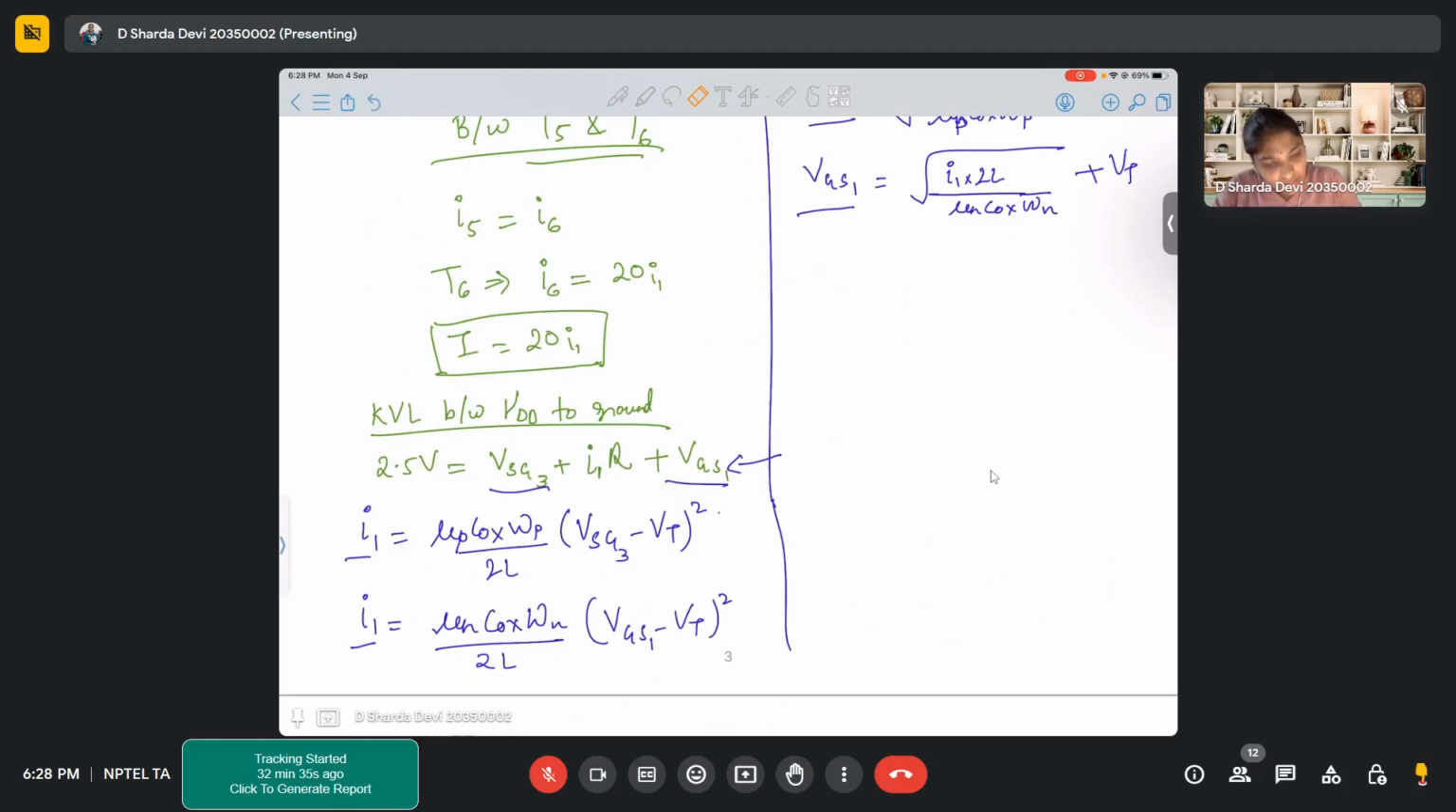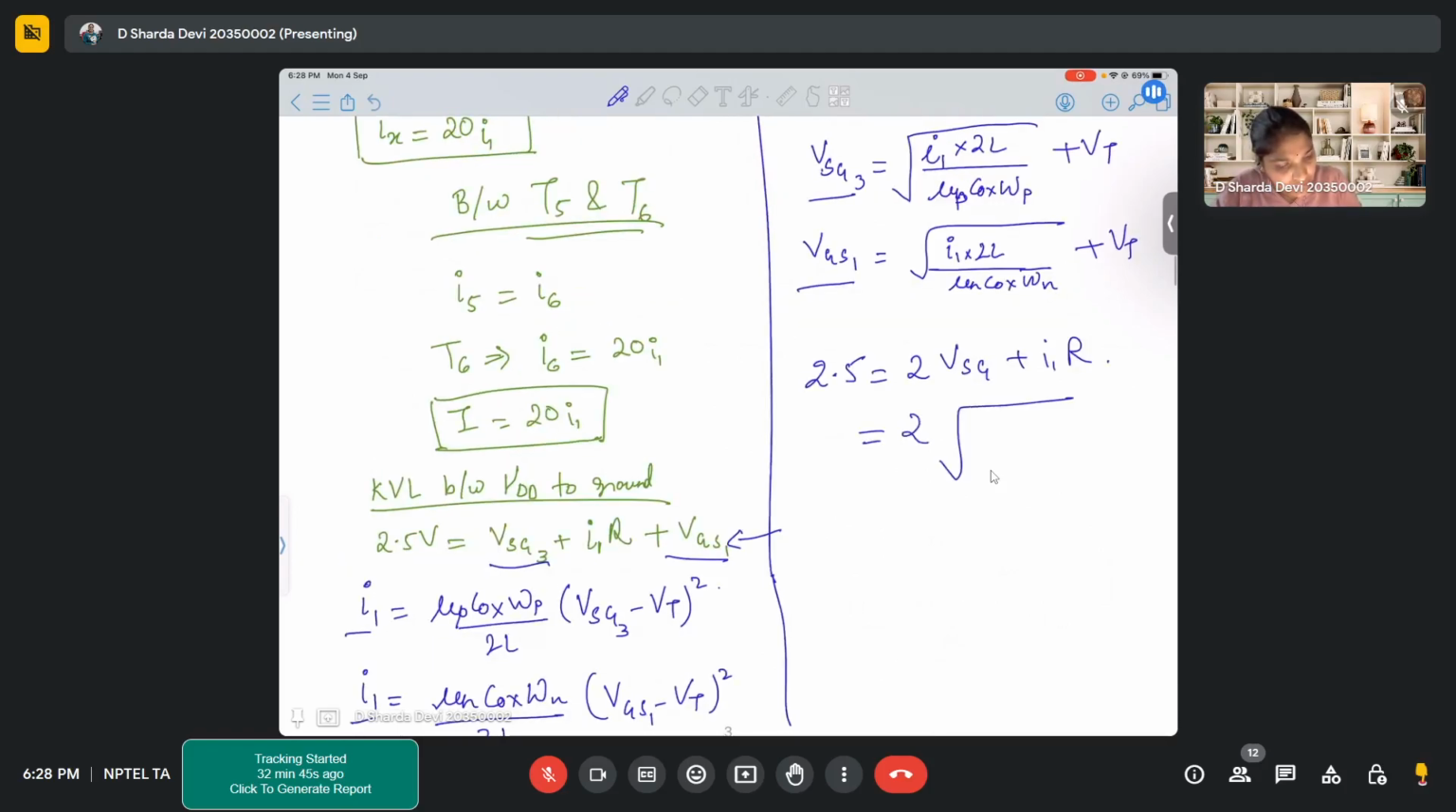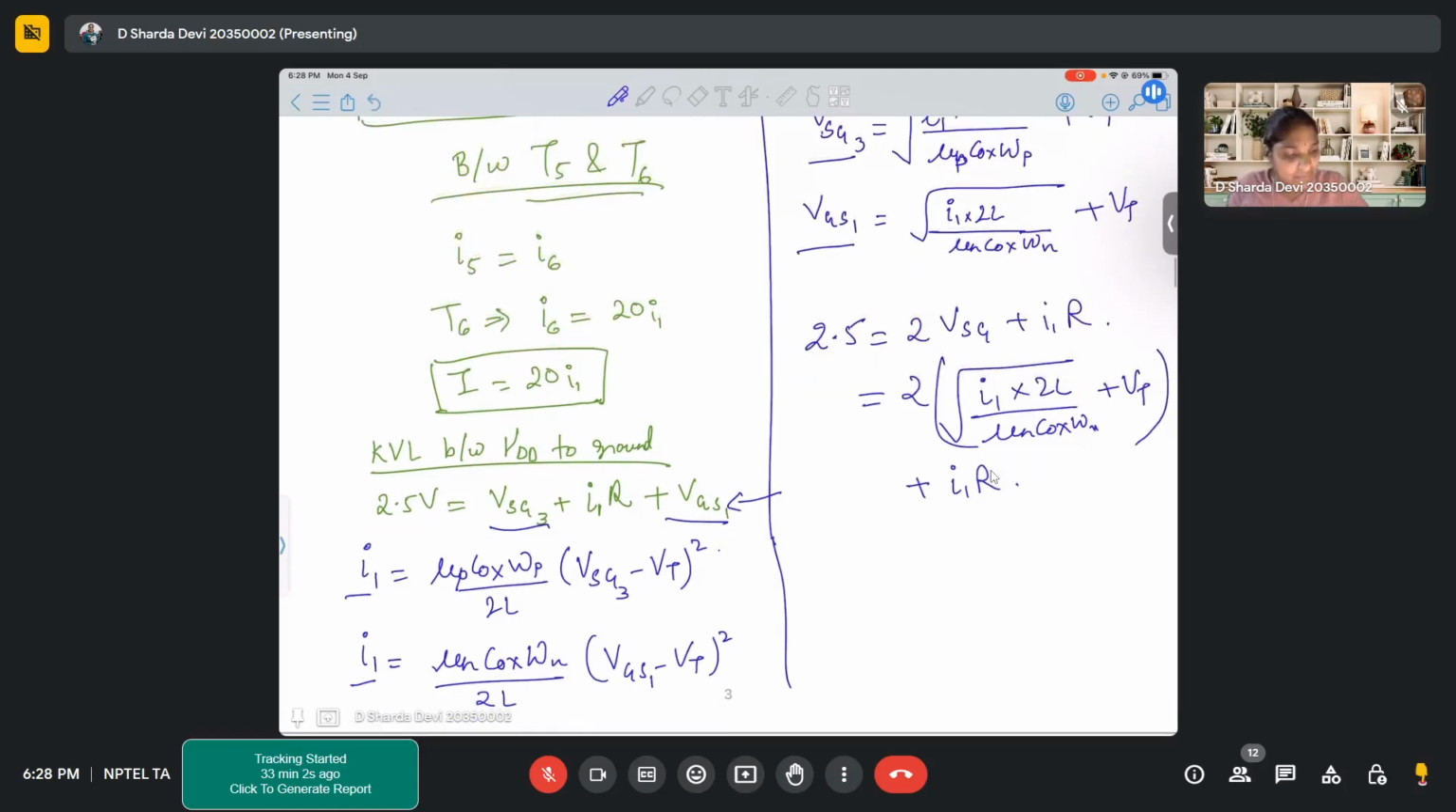2.5 equal to 2 times VSG plus I1 R. Which is 2 times root under I1 into 2L by mu n Cox Wn, plus VT, plus I1 R. So from this also we can get it, and only one time calculation is required. Here this needs to be solved for the value of I1.